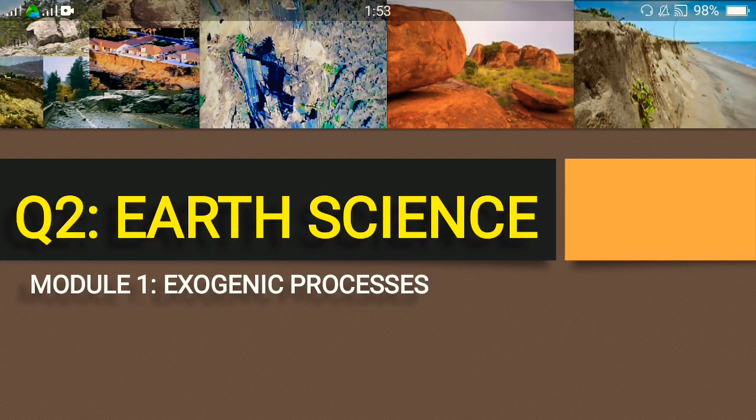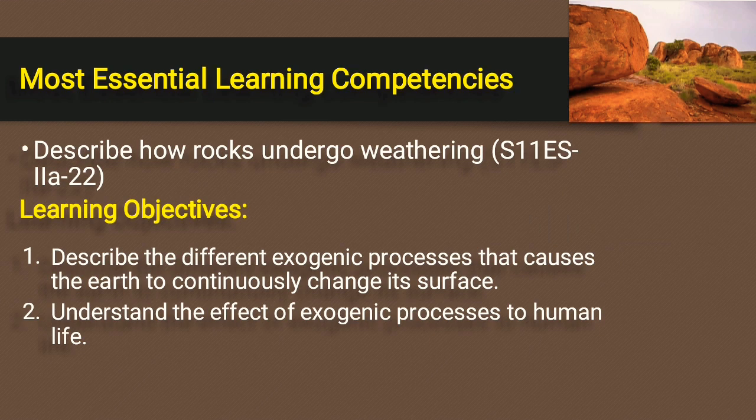Quarter 2, Module 1, Exogenic Processes. Most essential learning competency: we have described how rocks undergo weathering. Learning objectives: describe the different exogenic processes that cause the Earth to continuously change its surface, and understand the effect of exogenic processes on human life.